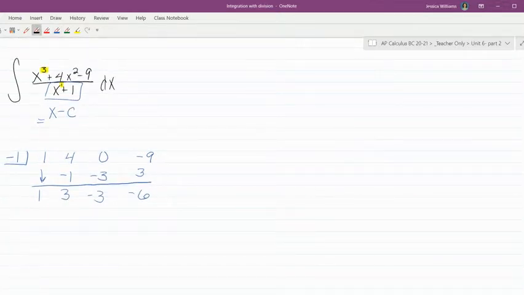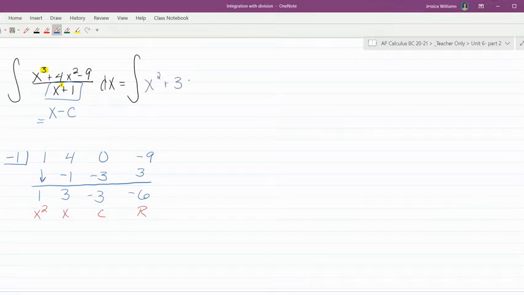So what we're doing here is we're going to rewrite this whole integrand. This is not the taking of the integral. This is just a rewriting. So if you remember from your Algebra 2 days, this is a remainder. This is your constant. This is your x. This is your x squared term. So we can rewrite this integrand as 1x squared plus 3x minus a constant of 3.